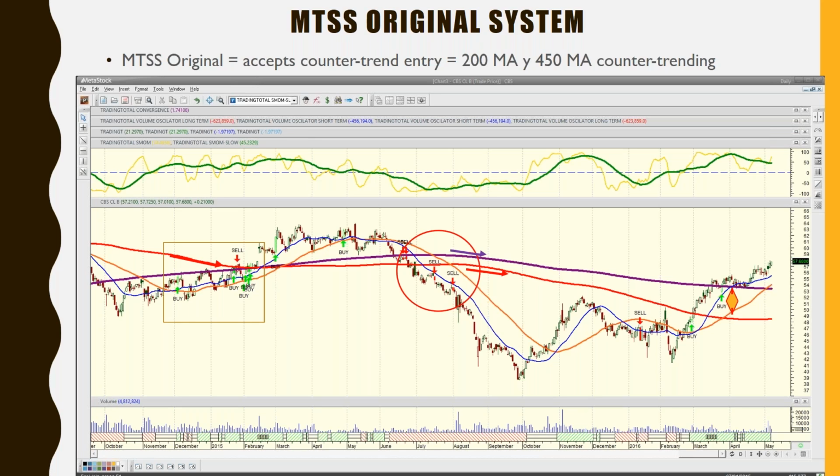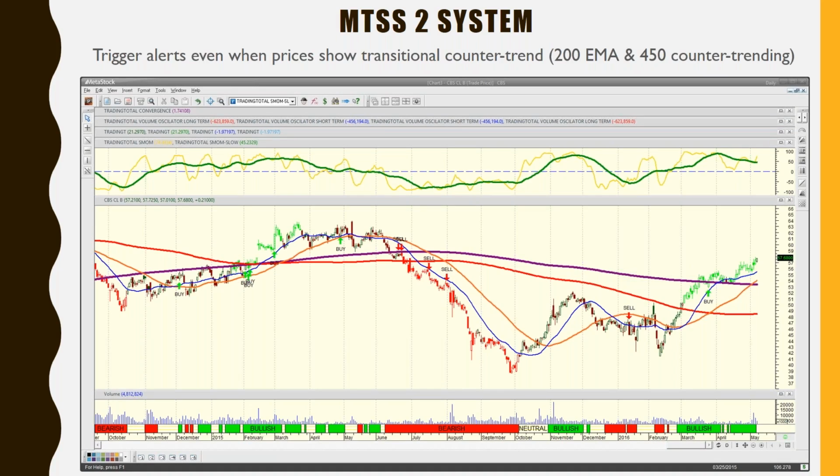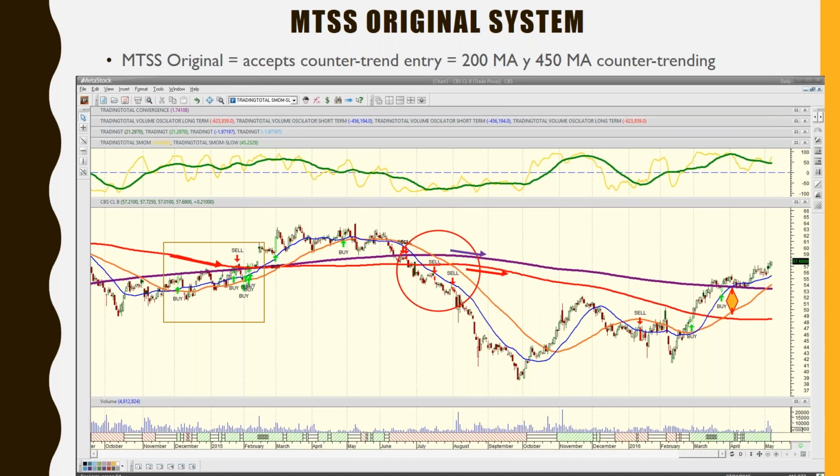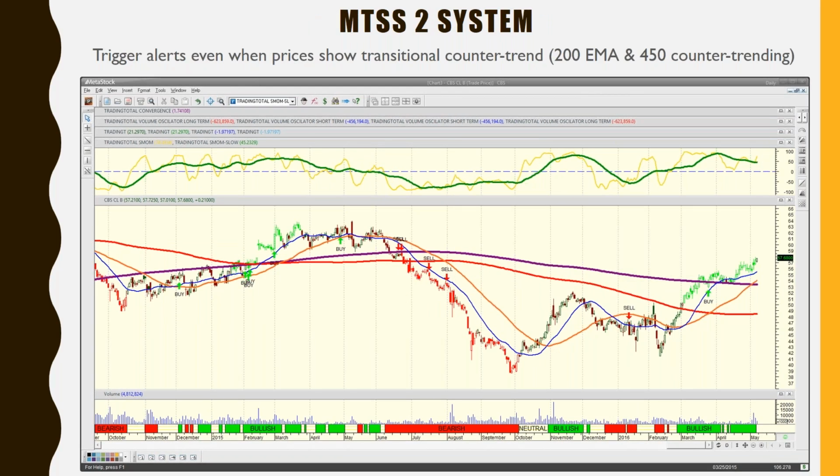Let me now use the same example to show the MTSS2 system. Actually, sometimes the MTSS2 can provide more anticipatory entries. Yes, sometimes. In general, it's not a regular case. I mean, in general, the first entry or the first signal or alert will be provided by the MTSS original. But this is not the case. In this case, it's the same. Well, very nice. Once again, very nice short.